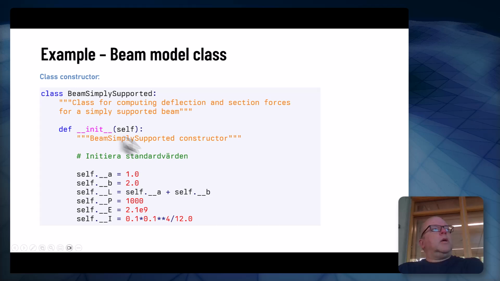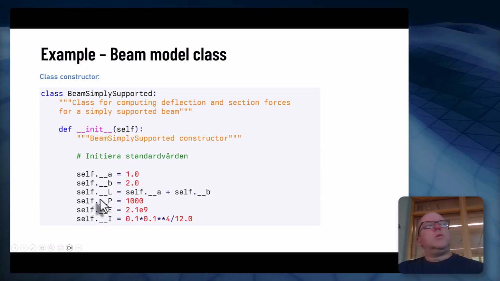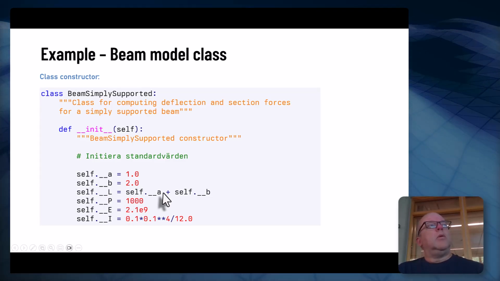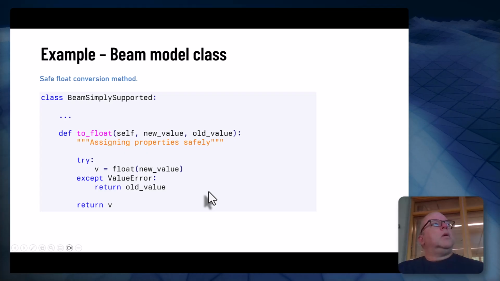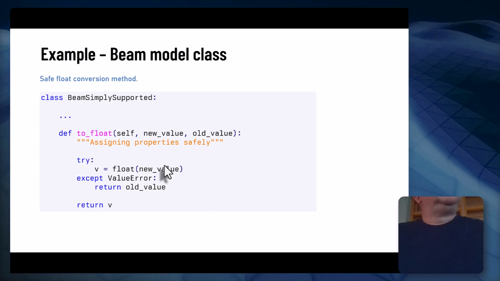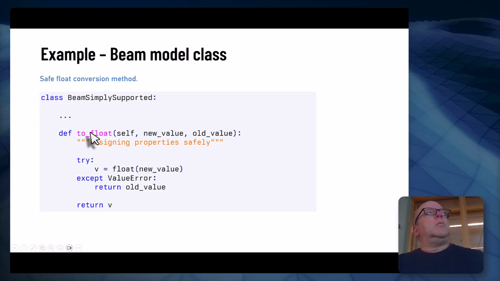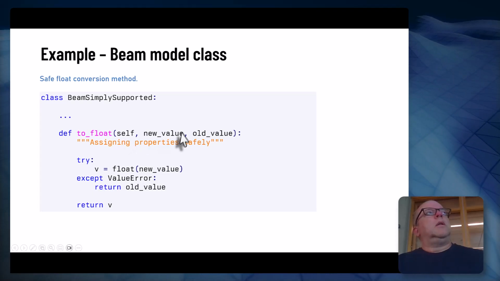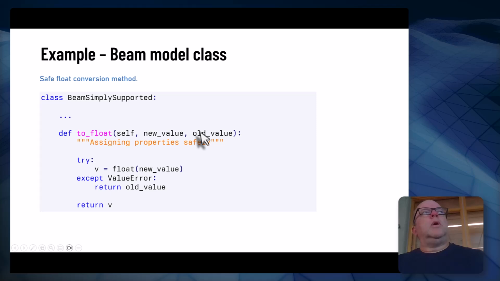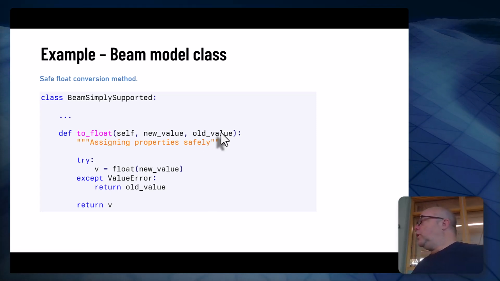So here I implement all my properties as private variables. I give them some standard values. I calculate L here, and the initial value is A plus B. And then I also need a way of converting from string values to floating points. Here I have created a method called toFloat. It takes a new value, that is the incoming value. I have the old value here as a kind of last resort. So if the conversion fails, I still have the old value.